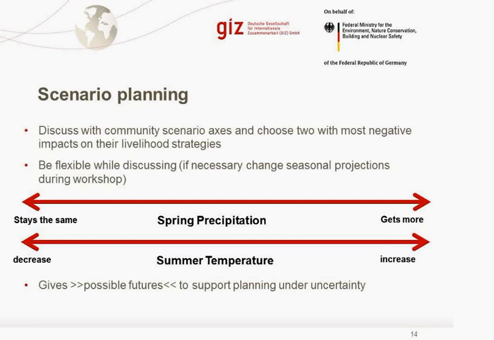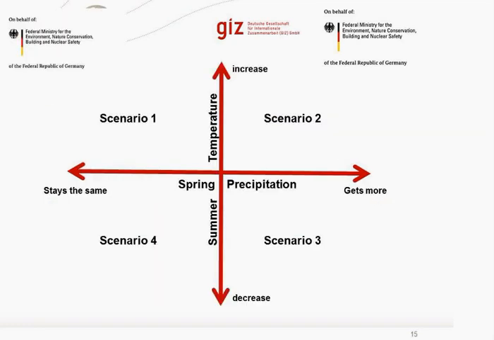So if the spring precipitation, according to the projection, either stays the same or gets more, we define this axis with regard to spring precipitation. On the one end, it stays the same, on the other end it gets more, but ideally also with a bit more information. And then we define these axes with the local population, what is important for them, and define scenarios out of them.